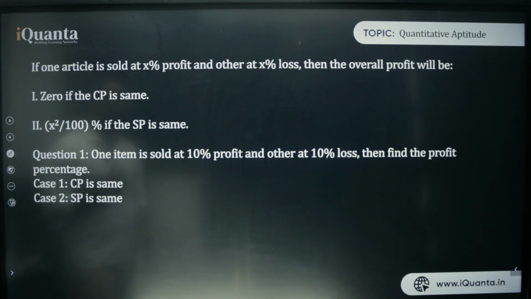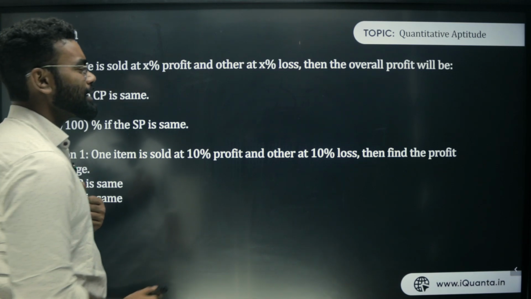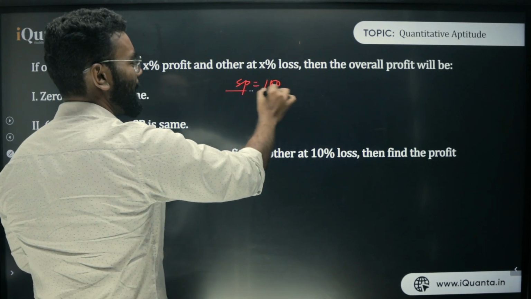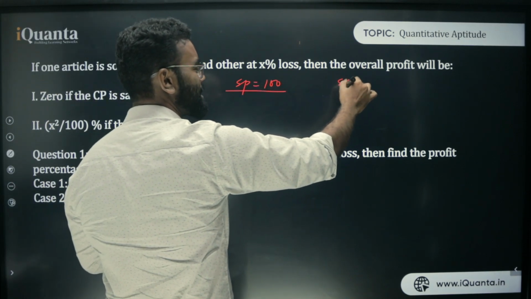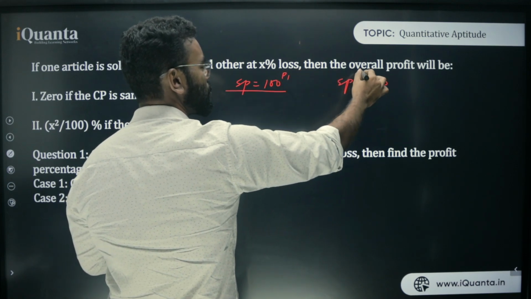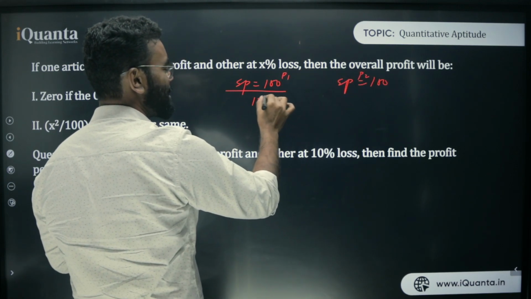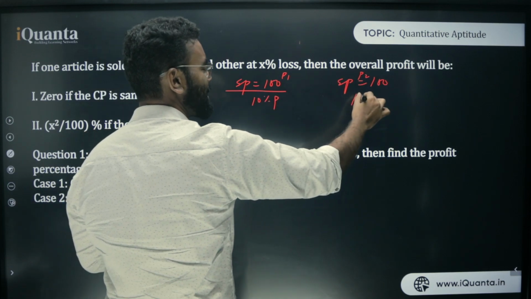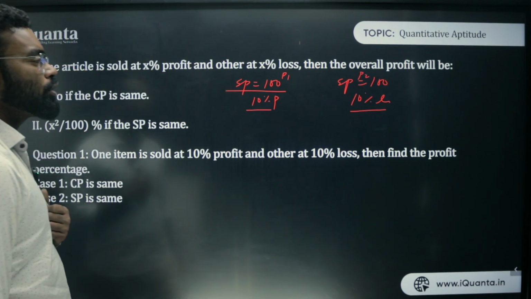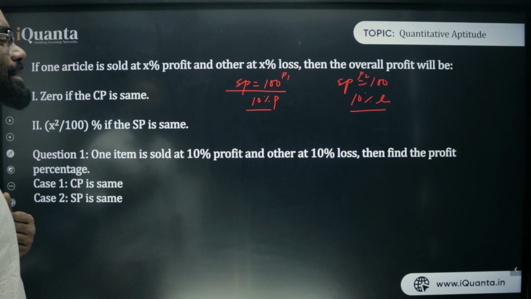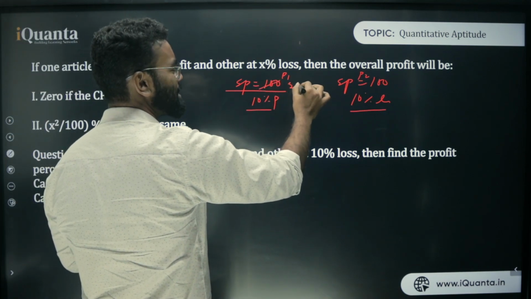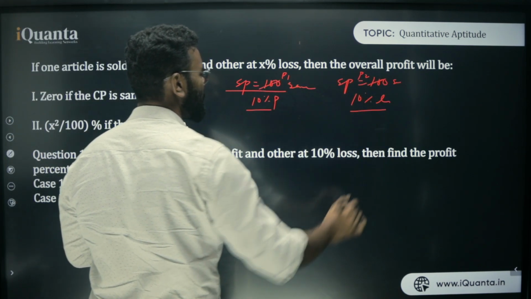Now if the selling price is the same, let's say the selling price is 100 for both product 1 and product 2. In one case there is 10% profit, in the other 10% loss. Now you need to find the overall profit or loss percentage. The selling price is the same for both.